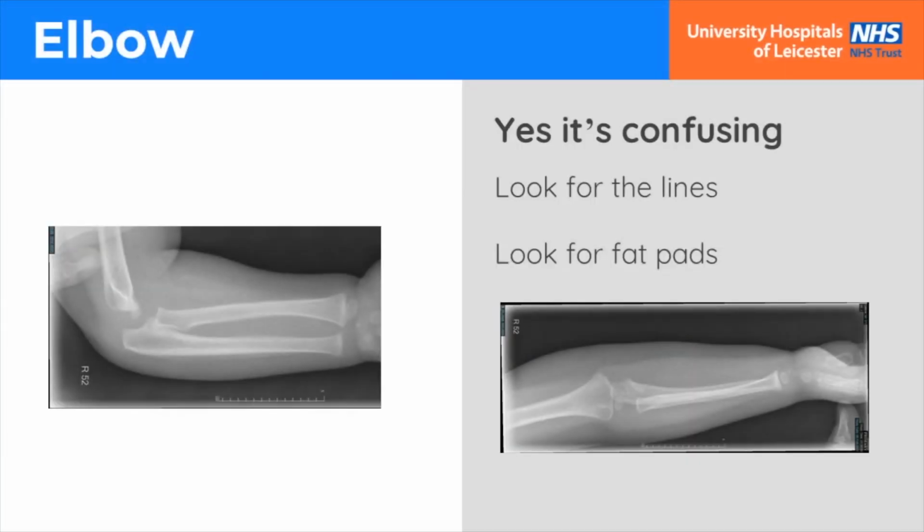So elbow injuries, it can be a little bit confusing, especially in very young children, when you've got essentially a series of blobs and a child who maybe can't tell you exactly what happened and isn't using their arm and isn't keen to engage in the whole process.